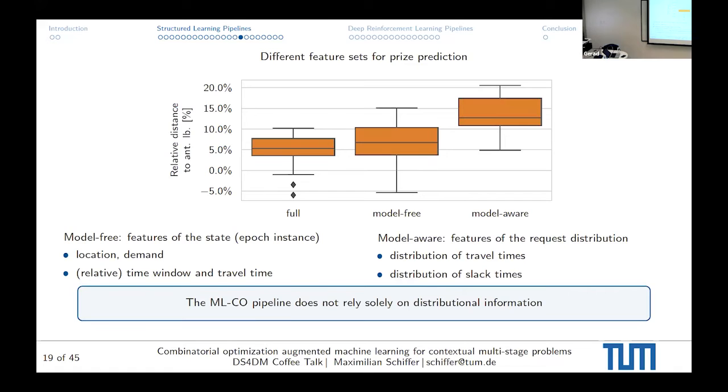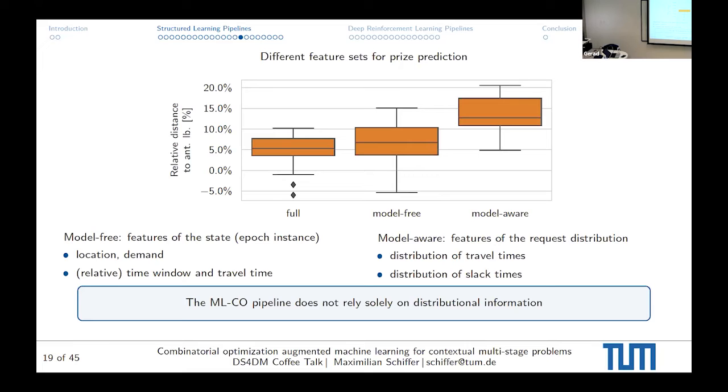We had different features, of course. This is a part in the paper where it's always written we had many meaningful features, right? And there's a messy appendix detailing them. So we had, let's say, model-free and model-aware features, right? Model-free features were like location, demand, time window, and so on. And model-aware features were the observed distribution of travel times, slack times, and so on and so on.